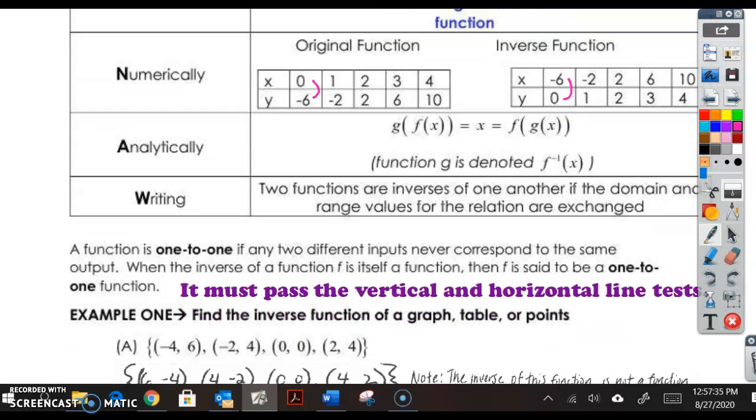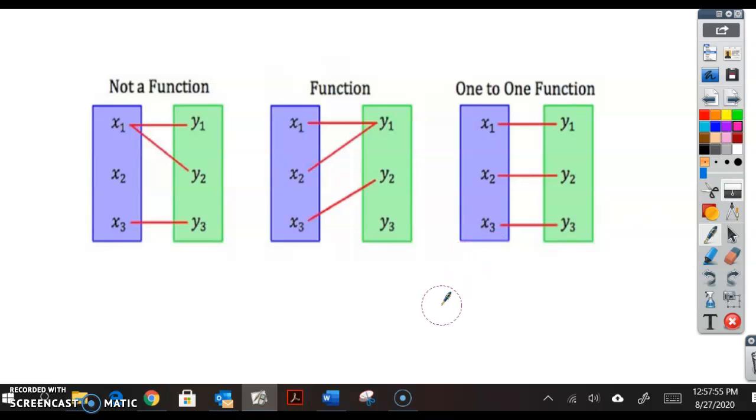Now, in order for the inverse to be a function and not a relation, it has to be one-to-one. So a function is one-to-one if any two different inputs never correspond to the same output. When the inverse of a function f is itself a function, then f is said to be one-to-one. So let me show you this diagram on the next page here.